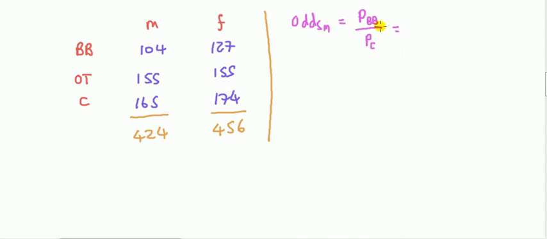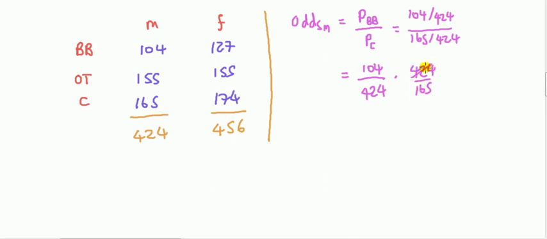So to calculate the probability that they go for the breakfast bar, 104 out of 424 go for that, so 104 divided by 424, that's the top line. For cereal, what proportion of them? Well, 165 out of 424, so 165 divided by 424. Recall the rule of fractions: that divide is the same as turning it upside down, so you've got 424 over 165. That cancels with that. So you've got 104 divided by 165, and that's the odds for men going for breakfast bar over cereal.